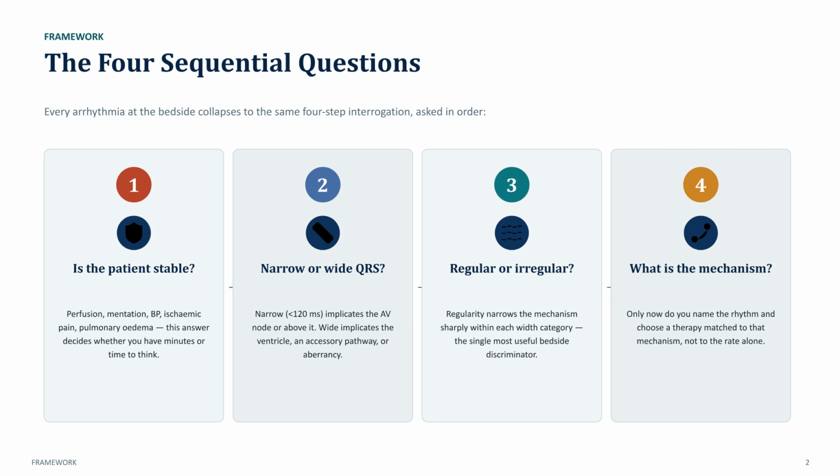Every arrhythmia in the emergency department can be managed using these 4 sequential questions. First, is the patient stable? Second, is the QRS narrow or wide? Third, is the rhythm regular or irregular? And finally, what is the underlying mechanism?